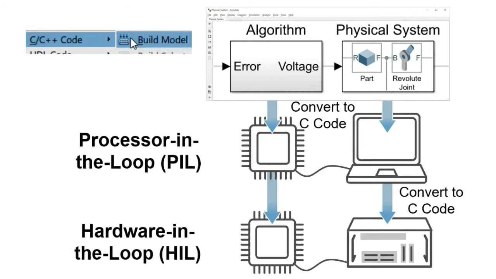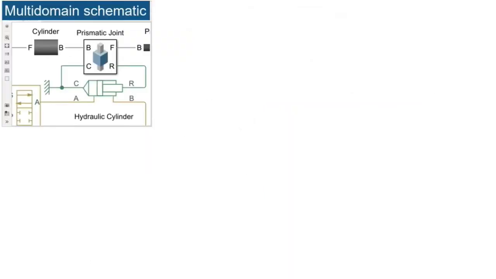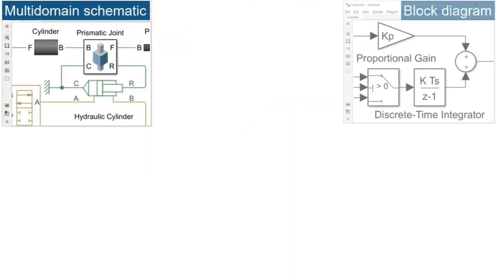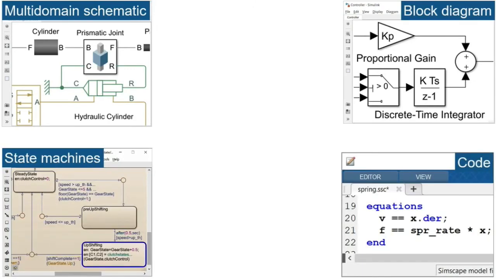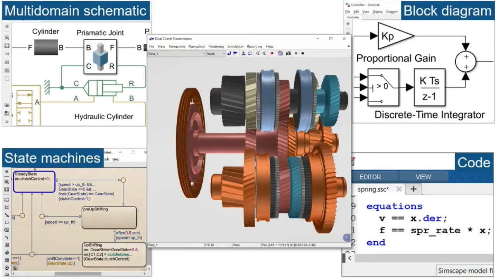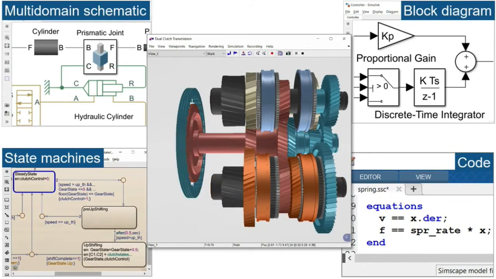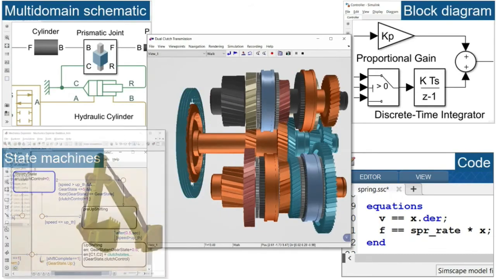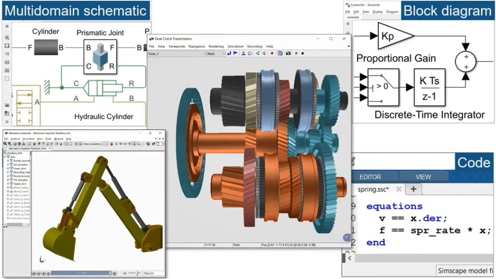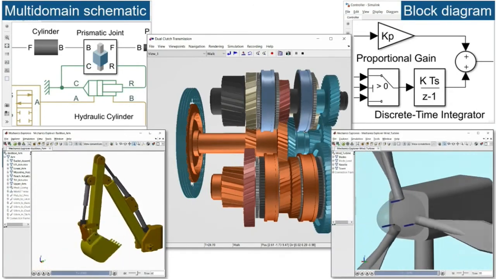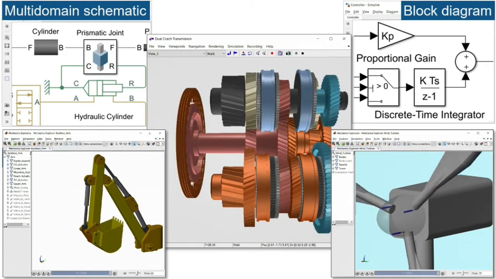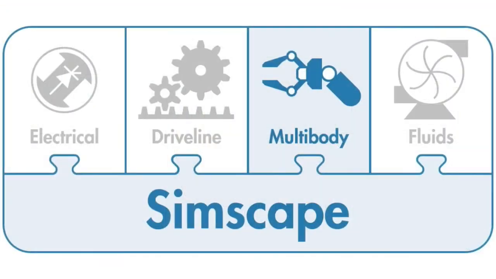You can integrate hydraulic, electrical, pneumatic, and other physical systems into your model using components from the Simscape family of products. To deploy your models to other simulation environments, including hardware-in-the-loop systems, Simscape Multibody supports C code generation.